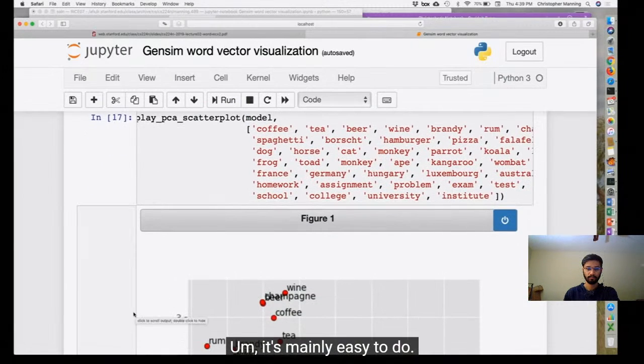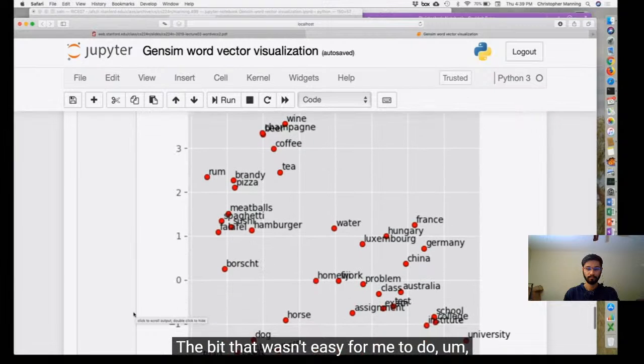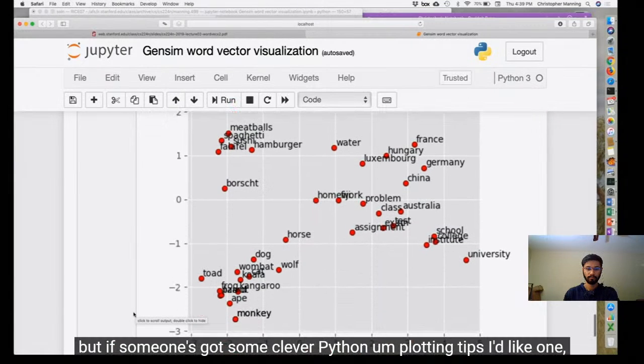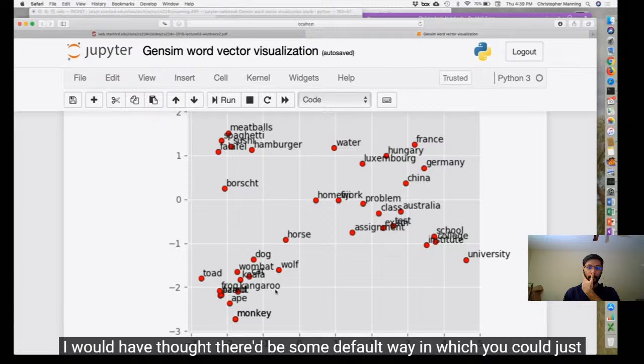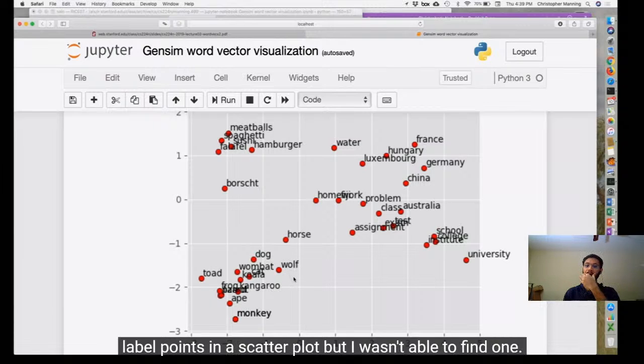It's mainly easy to do. The bit that wasn't easy for me to do, but if someone's got some clever Python plotting tips, I'd like one if someone wants to send me a message after class. I would have thought there'd be some default way in which you could just label points in a scatter plot, but I wasn't able to find one.